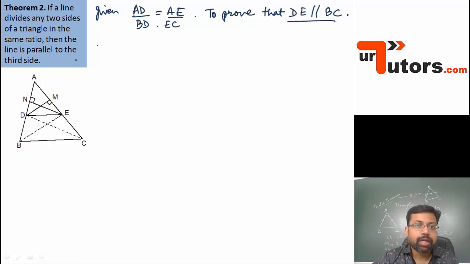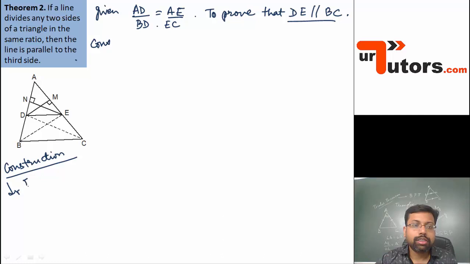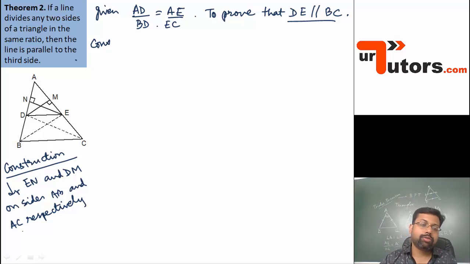How do we prove that? Again, the construction is similar. So you construct the same thing. The construction here is again perpendiculars EN and DM on sides AB and AC respectively. So we construct the same two perpendiculars and then we join CD and BE.